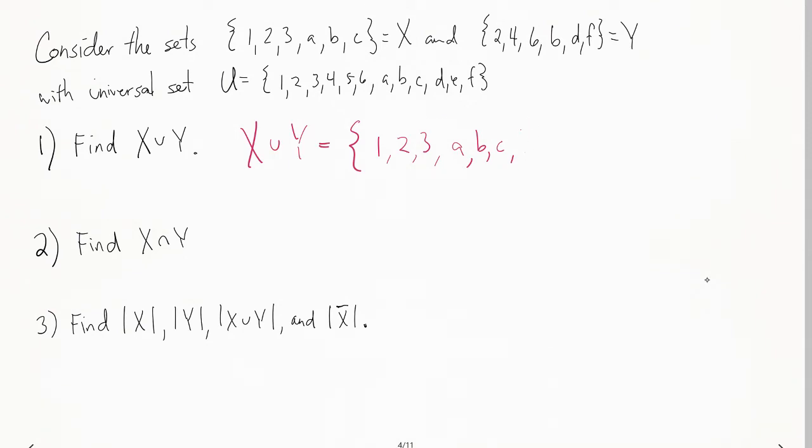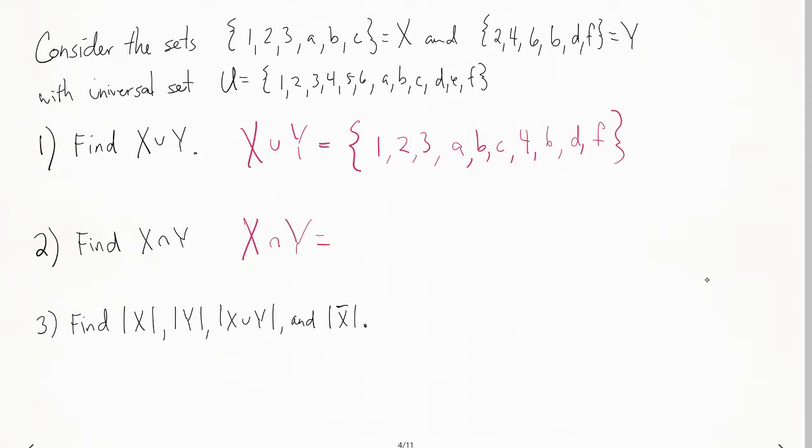So all we need to do is write down 4, 6, that's a new one. B is already in here, so notice B appears right there. And then D is not in here and F is not in here, so we'll include those. And that's the whole union. So union is the two sets combined together and then getting rid of the repeats.